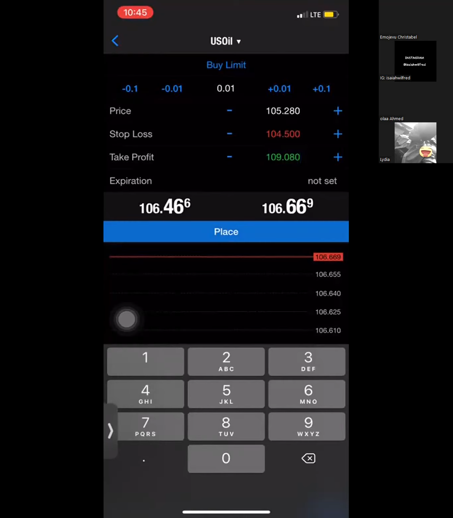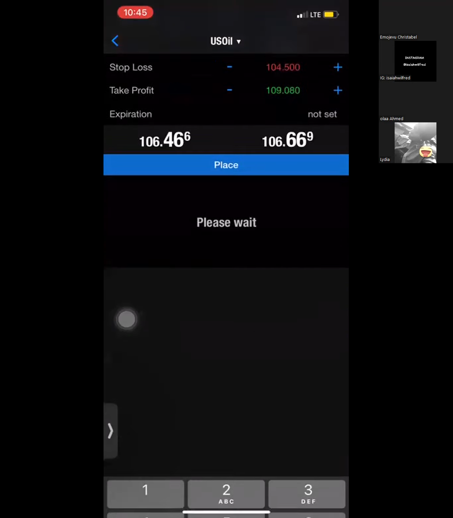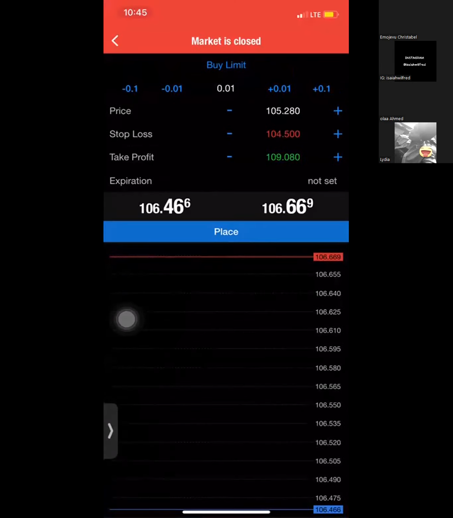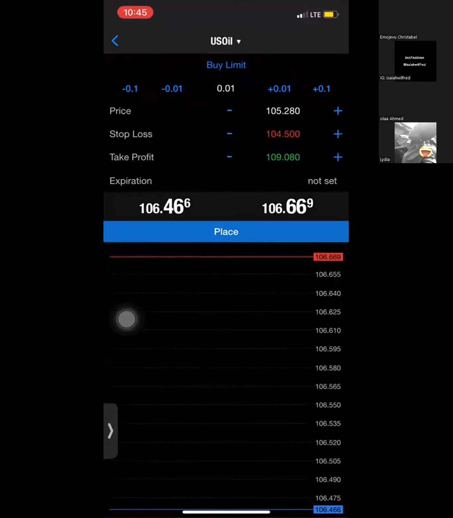080. So once you click on place, it's supposed to place the order for you, but the market is closed. So you can't actually place it until the market is open again. So that's how to set pending orders for Android devices. That's how to set for iPhones.